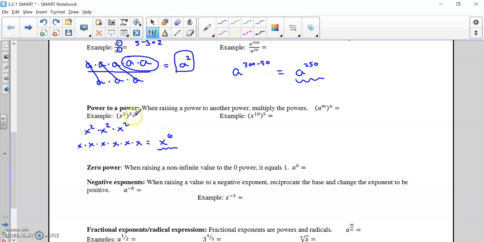Now, a fast way to do that would have been to multiply these two exponents, right? 2 times 3 would give us 6. So sure enough, our rule, whenever we are taking a term with an exponent and raising it to another power, we just have to multiply those two exponents together. Okay, so here, let's go ahead and try that. X to the 10 all to the 5th power would be x to the 10 times 5. That's going to be my new exponent, so it's going to be x to the 50th power.